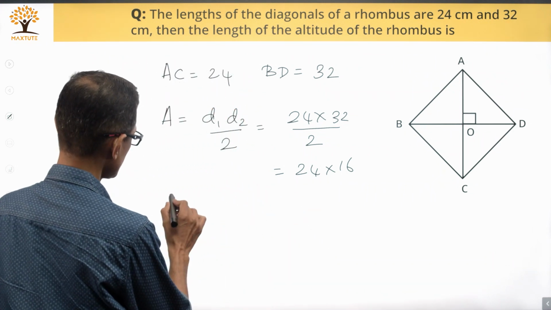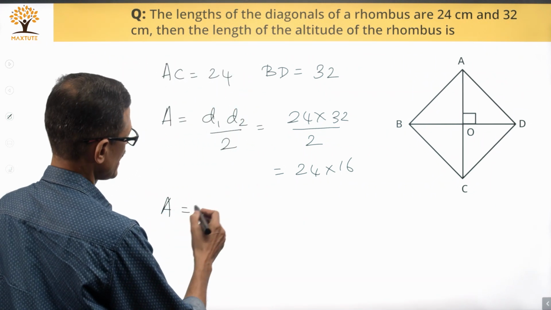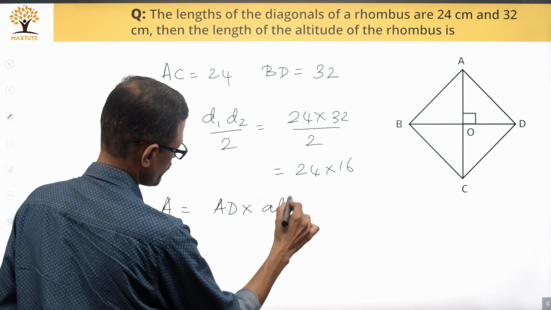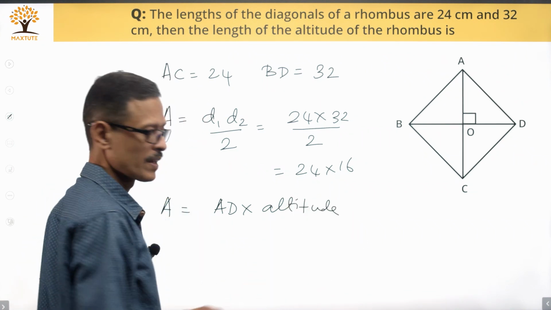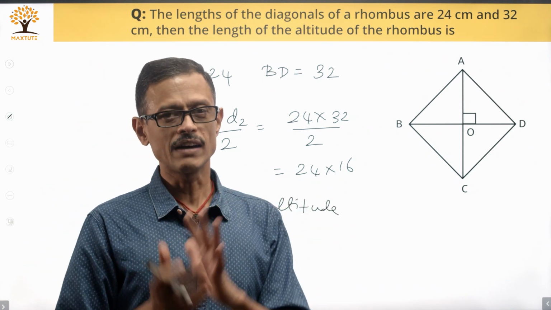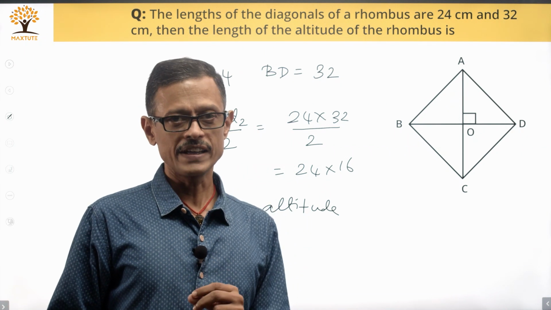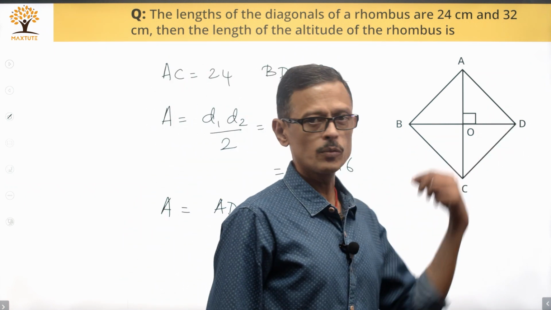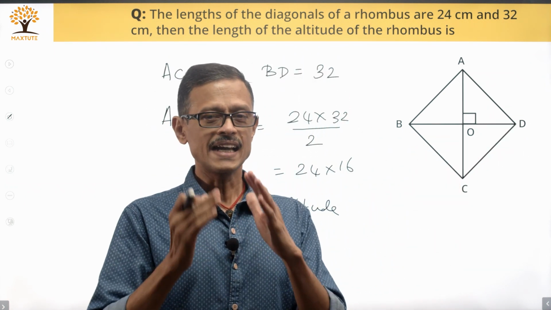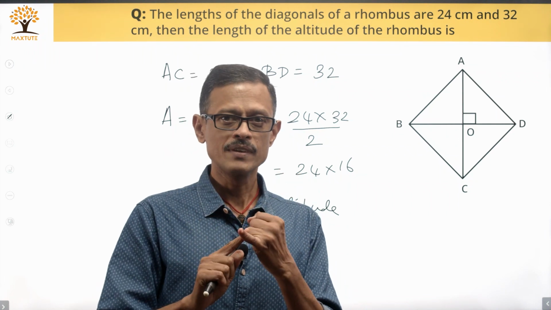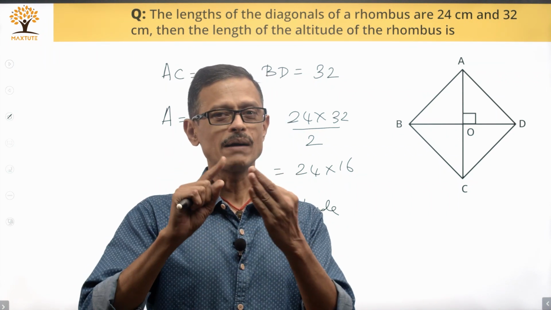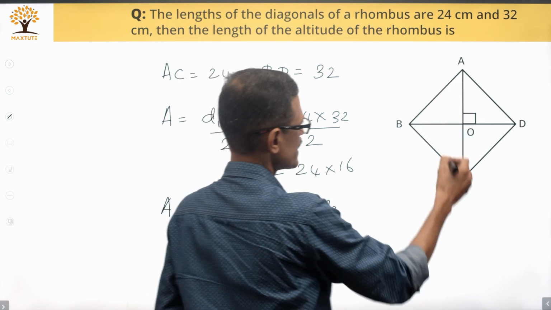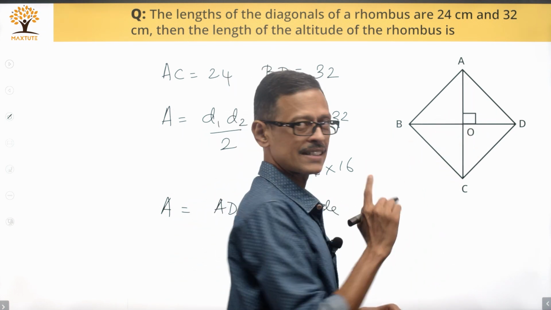Next, the area of the rhombus can also be found as base into altitude. Let's take AD to be the base, into the altitude, which is what the question wants us to find out. So do we know the value of AD? We do not know the value of AD. So let's set about finding the value of AD. Well, look at it. We took AC to be equal to 24, BD to be equal to 32. The diagonals of a rhombus are unequal. They bisect each other, and bisect each other at right angles. So these are all the properties of the diagonals of a rhombus.